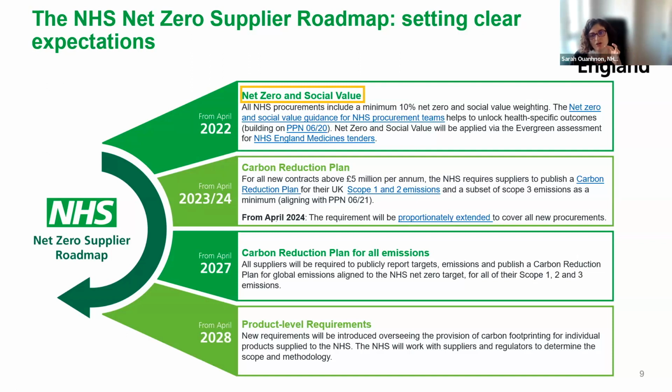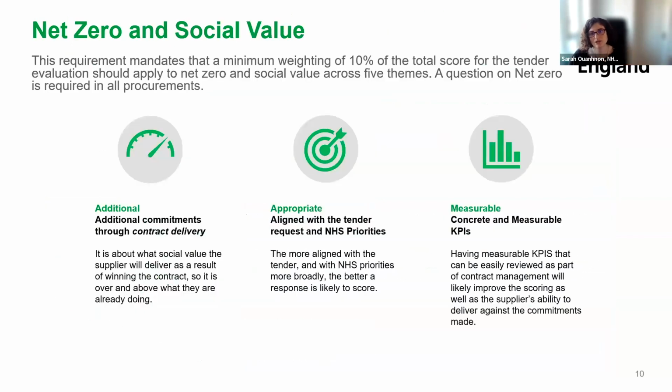What we do in all of our tenders is we say that a minimum of 10% of the score has to be about net zero and social value. So it can be one question, it can be more than one question, it can be 10%, it can be more than 10%. But what's important is that it has to be additional. So it can't be, oh, I'm delivering food and actually food is good for the environment. No, the question is, what else are you doing?